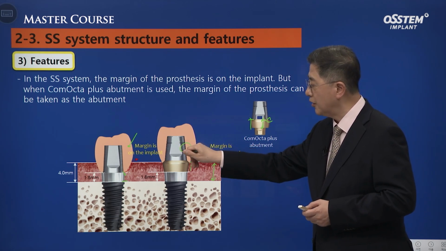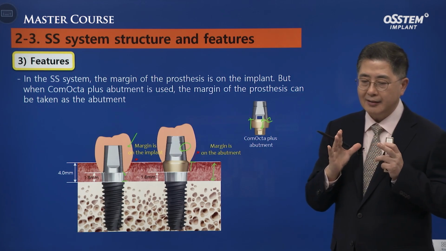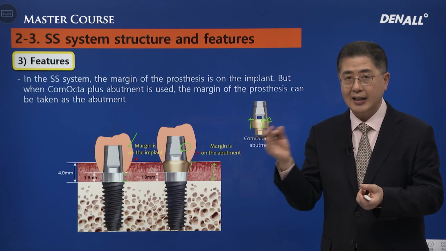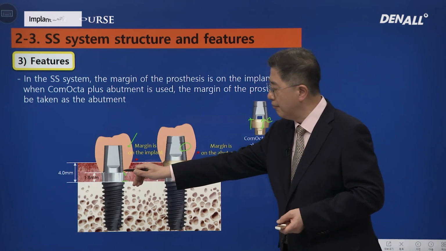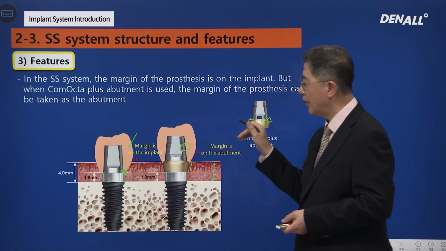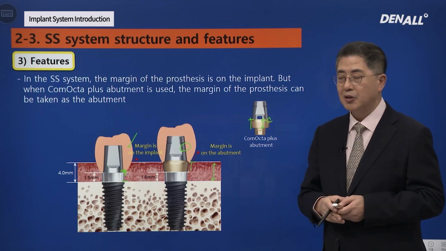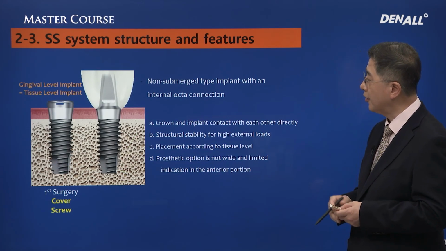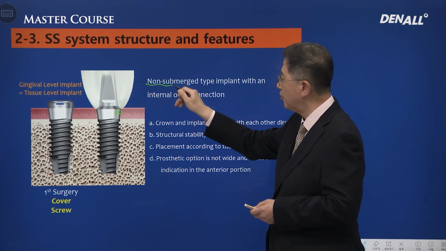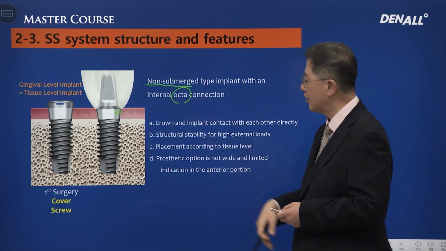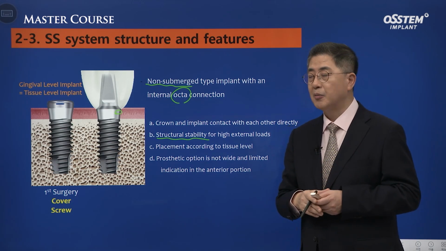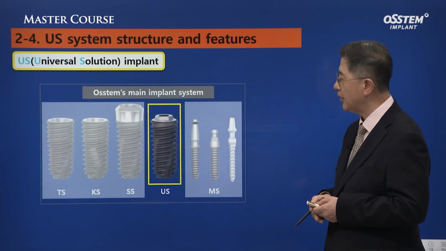I personally believe this is the most suitable choice for now, because I usually use the ER type, which requires retrievability. If the implant bevel is used like this, there will be a problem with the cement. Thus, I use COMOCTA Plus or one-fit abutment for SS. The advantage for SS is that it has this part that goes through the gingiva, thus non-submerged type. It also has an octagonal shape. That's the advantage, too. More than anything else, this structural stability is outstanding more than any other implant systems.